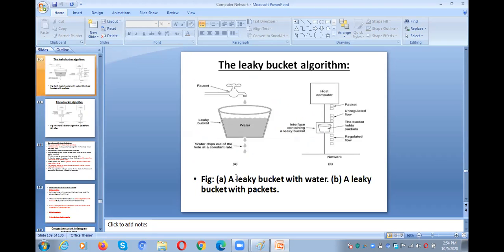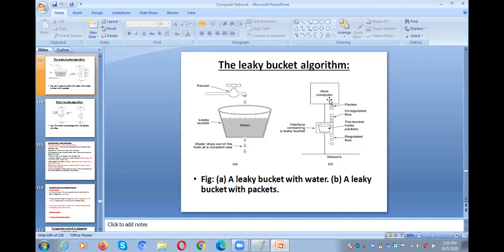So what is leaky bucket? Whenever there is a water leakage at the bucket, the water will drip out of the hole, right? So likewise, the host computer is injecting packets to the network. Whenever the host computer is injecting the packet to the network, what you have to do? Computer will send the packets.